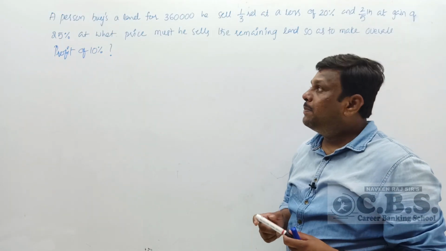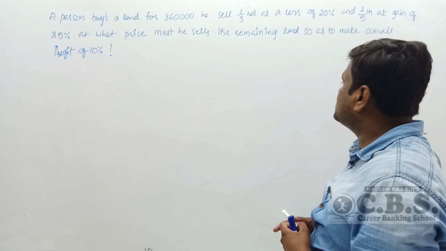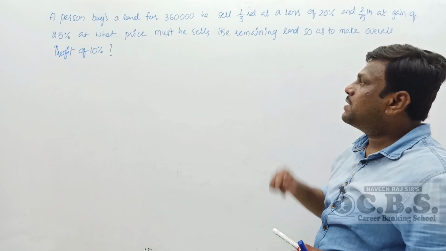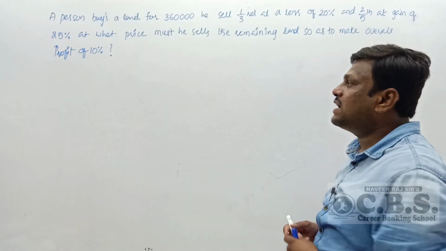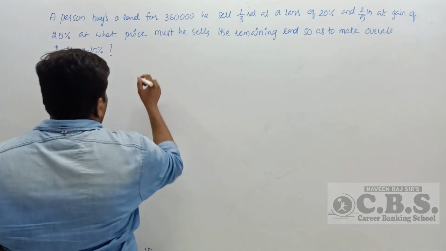Okay, next question. A person buys a land for 3,60,000. He sells 1/3 of the land at a loss of 20% and 2/5 of the land at a profit of 25%. At what price must he sell the remaining land so as to make an overall profit of 10%? He is asking the selling price. Okay, so what is the fraction?